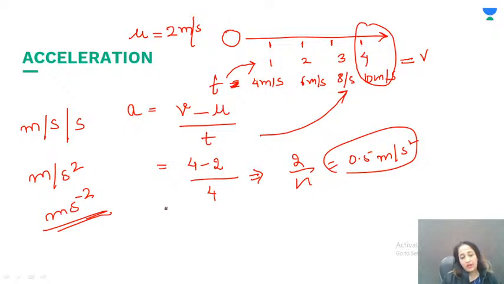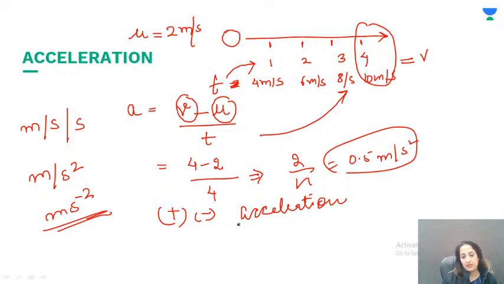It could have its value in plus or minus, depending upon what the final is or what the initial is. If the final is more, then it is called acceleration or accelerating, and it will have a positive value. If the final is less, we call it retardation or deceleration, and it will have a negative value.